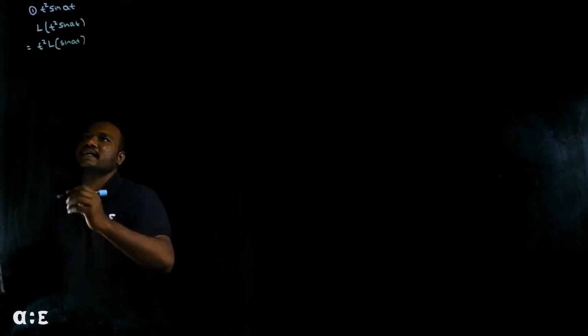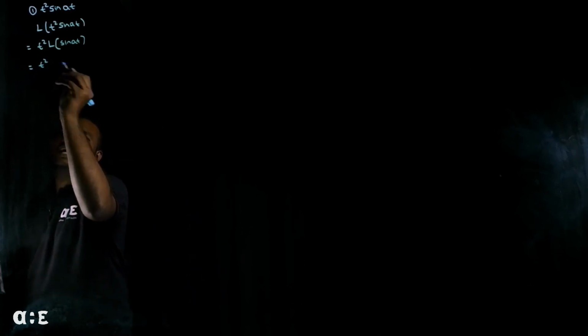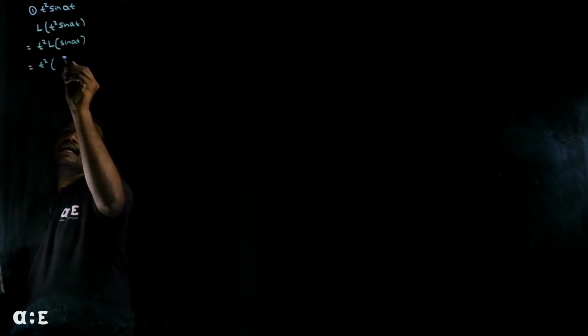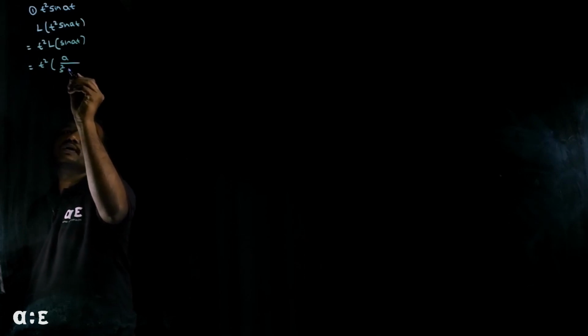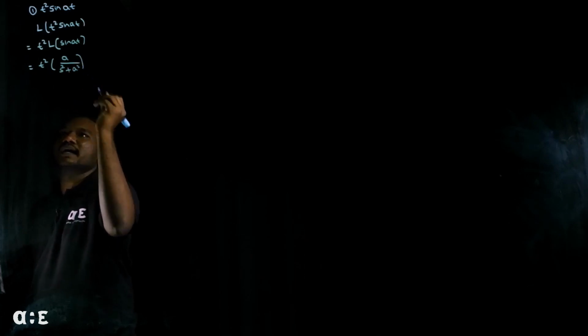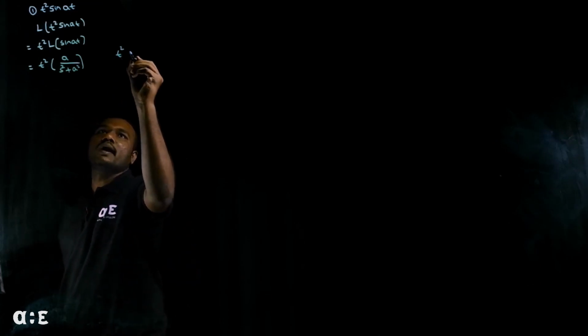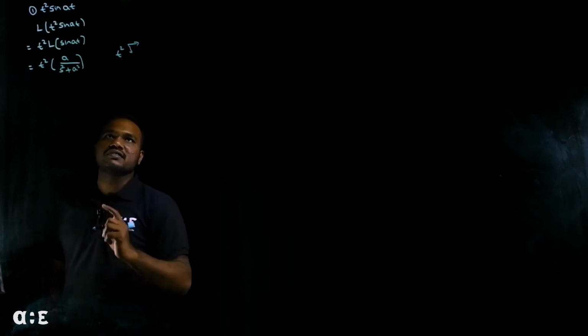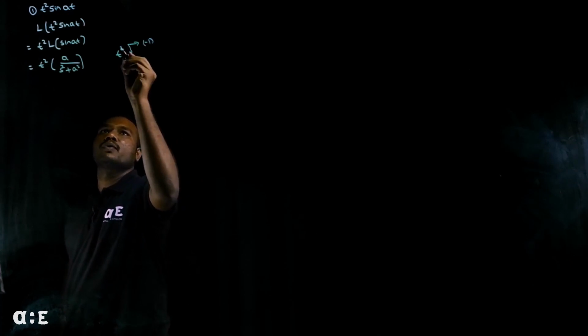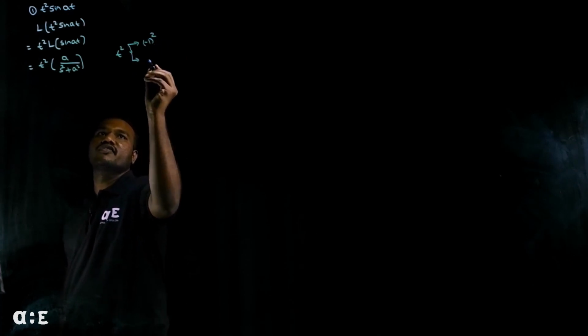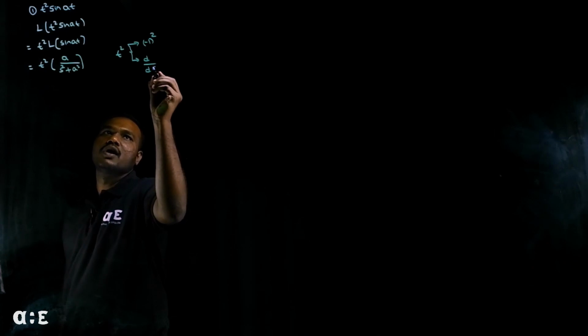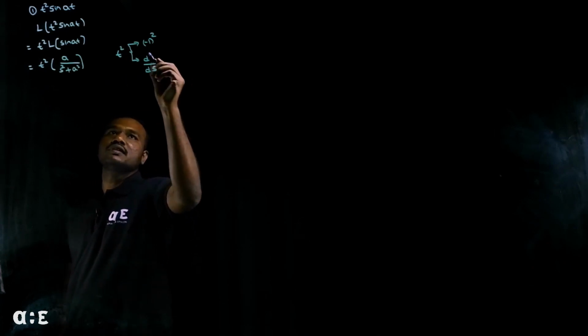What is Laplace of sin at? Laplace of sin at is a upon s square plus a square. Next we need to eliminate t square. To eliminate t square, we need to do two things. That is minus 1 power whatever is here, and also we need to differentiate, that is d by ds. How many times? That also depends on t.